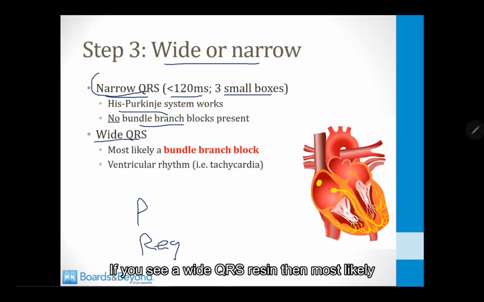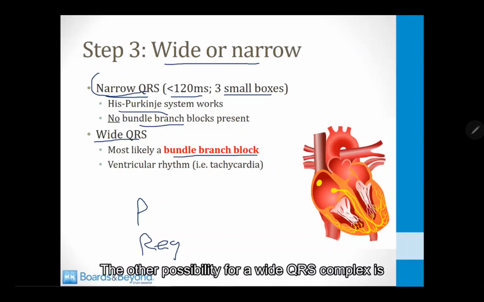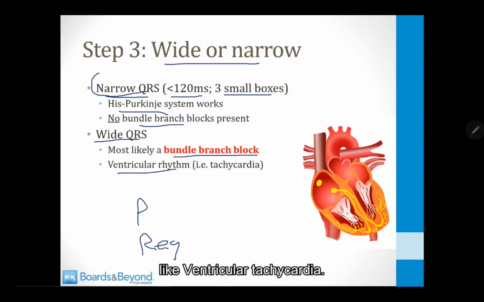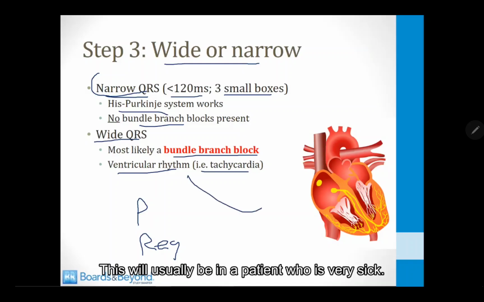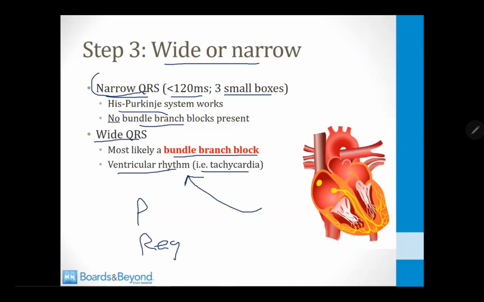If you see a wide QRS rhythm, then most likely you're looking at a bundle branch block, especially if it's an ECG in a stable patient. The other possibility for a wide QRS complex is that it's some type of ventricular rhythm like ventricular tachycardia. This will usually be in a patient who is very sick.